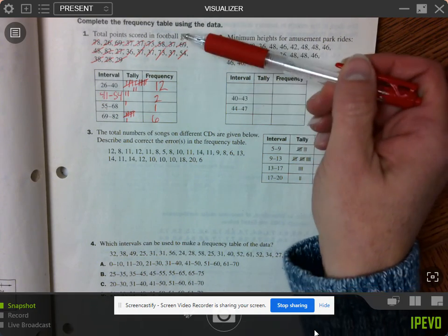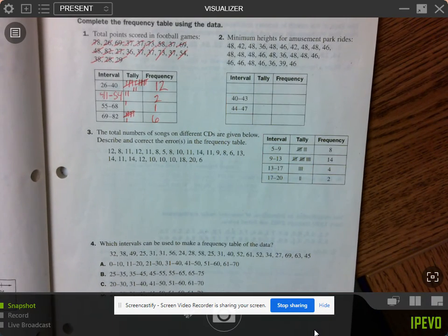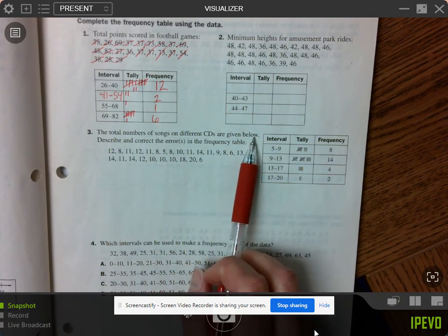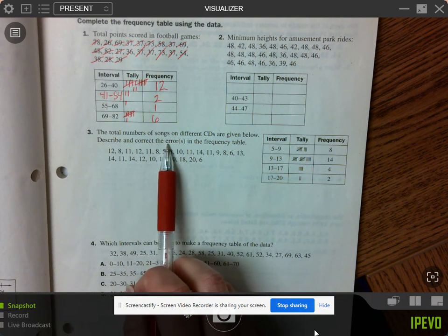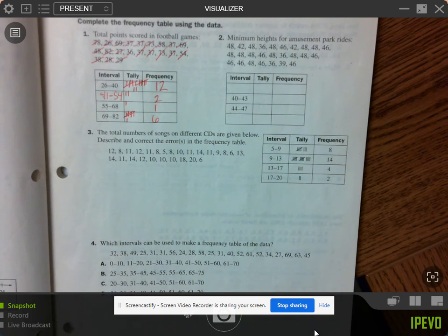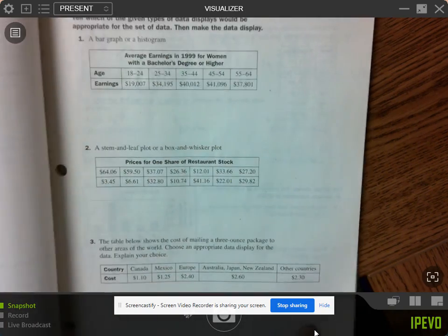Go 1 for 1. You cross a number off, put the tally mark in. Yes? What do I have to do for 3? Doesn't it already have a name? So number 3, the total numbers of songs on different CDs are given below. Describe and correct the errors. So they made a frequency table, but they made a mistake. Find the mistake. Okay, so yeah, they did complete it, but they completed it wrong. So find their mistake. On the back side is where the histogram part comes in.